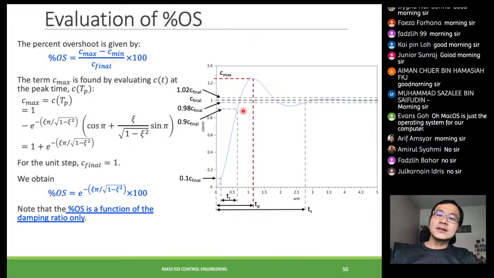So this is how it looks. When the system is critically damped, which corresponds to a damping ratio of 1, the percent overshoot becomes 0. Whereas when we don't put in any damping, meaning the damping ratio equals 0, it will continuously oscillate, and the overshoot would be 100%. So this is the relationship between them.